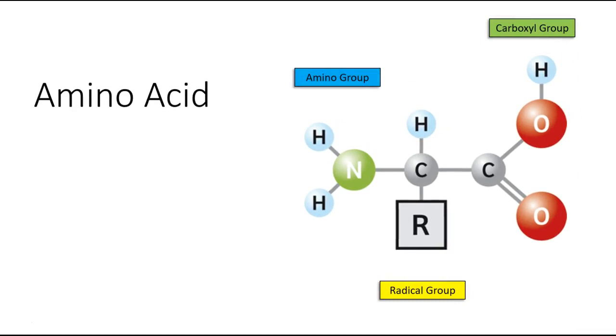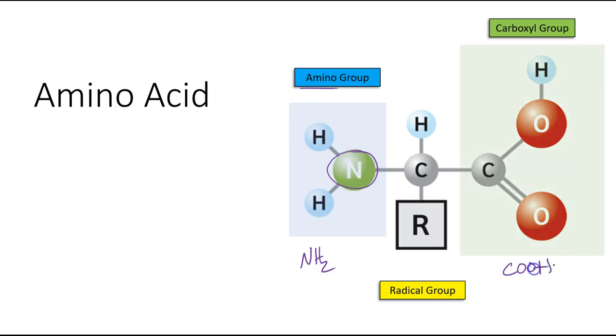Okay, if we look at the individual amino acids, you'll notice that there are three components. You have an amino group. The amino group is characterized by the nitrogen, okay, nitrogen being the most important within the amino group. NH2 would be the amino group. We have a carboxyl group, which is a COOH group, okay, carbon, oxygen, hydrogen, and oxygen, COOH group, and then you have a radical group.